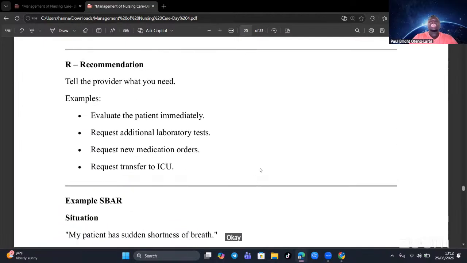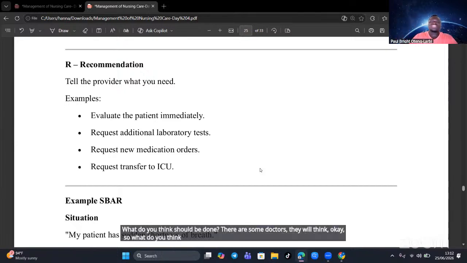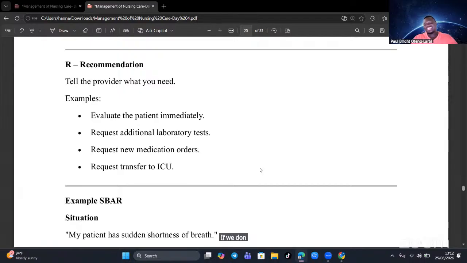Okay. Now make a suggestion. The nurse should always make a suggestion: what you think should be done. There are some doctors who will ask, "So what do you think we should do for this patient?" If you don't say it, they will rather ask you. Then you tell the doctor what you need. That is the recommendation. Otherwise, we will not teach nurses physiology.